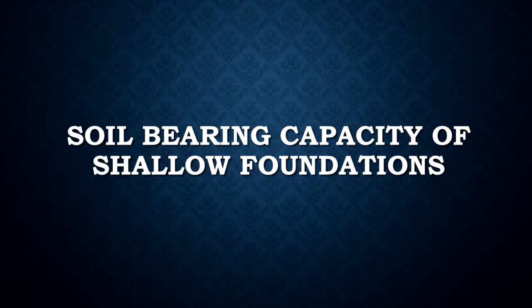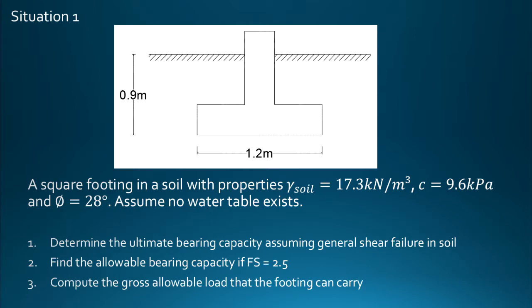Okay guys, example ulit. Pero for now, the topic would be for shallow foundations. So, diretso na natin sa situation number 1. So dito, we have a square footing in a soil with properties of the gamma of the soil, 17.3 kilonewton per cubic meter. We have a cohesion of 9.6 kilopascals and the angle of internal friction of 28 degrees. So assume no water table exists.